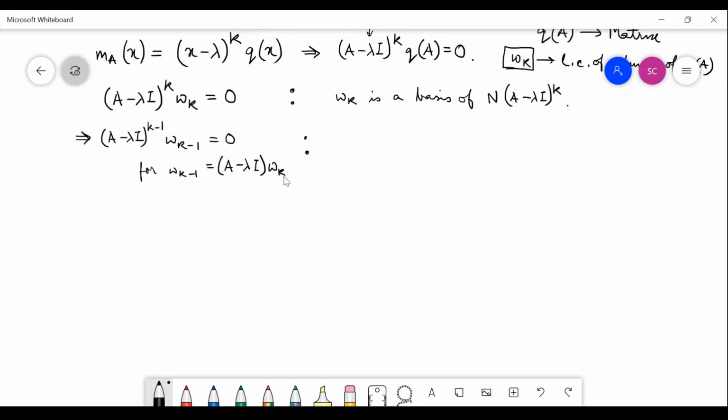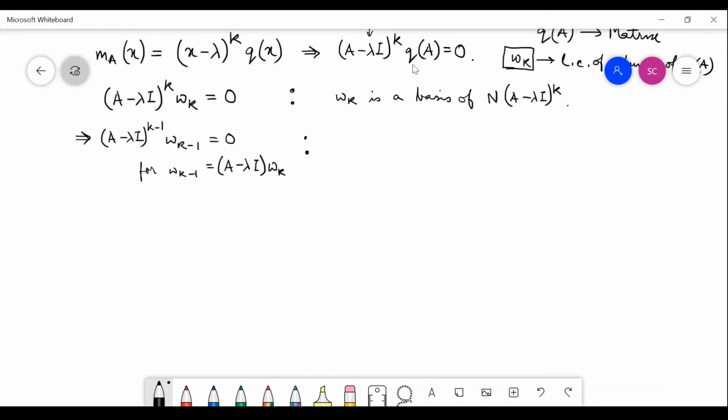If you have omega k, a non-zero vector, you can pre-multiply it with A minus lambda I and you will get some omega k minus 1, and that will also be non-zero. Because you look at this minimal polynomial, some vector here will be pre-multiplied by A minus lambda I to the power of k in order to make it 0. Anything less than this order k will not be able to make a vector 0. Keep that in mind.